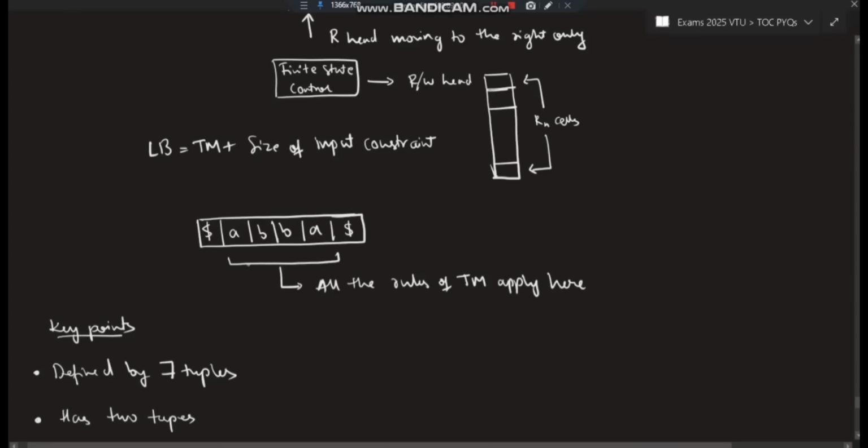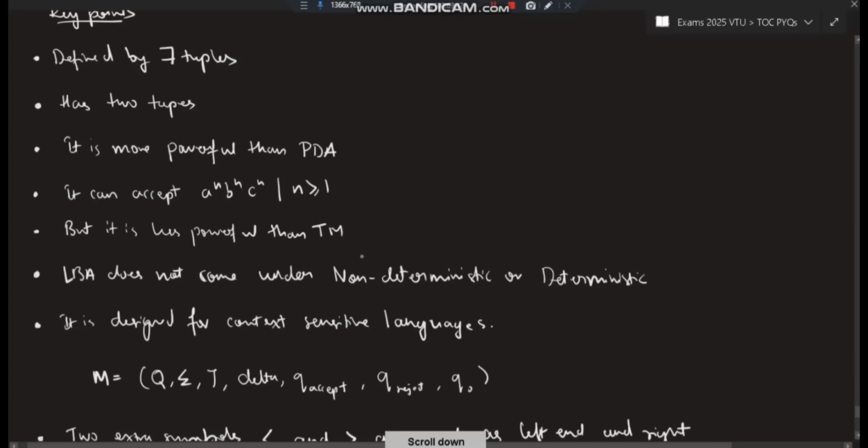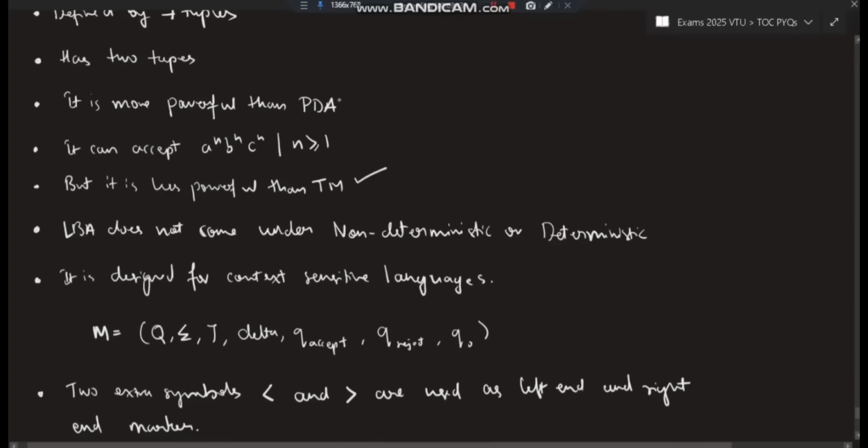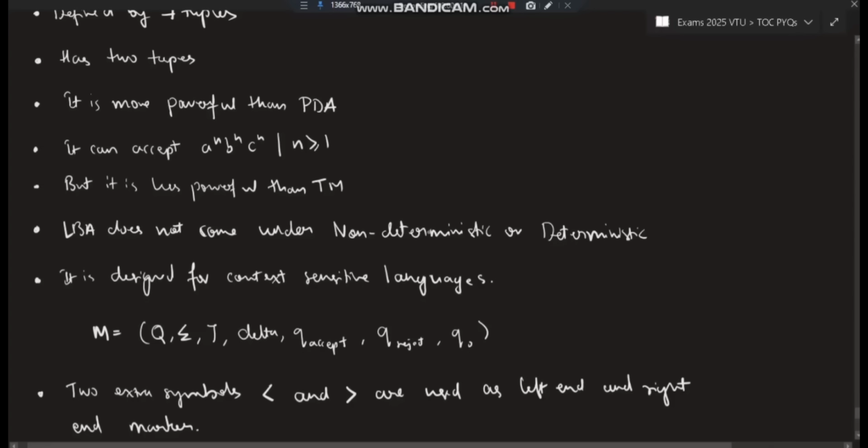This is a sample string here, A B B B A, and all the rules of TM will be applied here. A few key points: it is defined by 7 tuples, it has 2 tapes, it is more powerful than PDA, and it can accept a^n b^n c^n. It is less powerful than TM. It does not come under non-deterministic or deterministic; it is a separate concept. It is designed for context sensitive languages. Main key point.